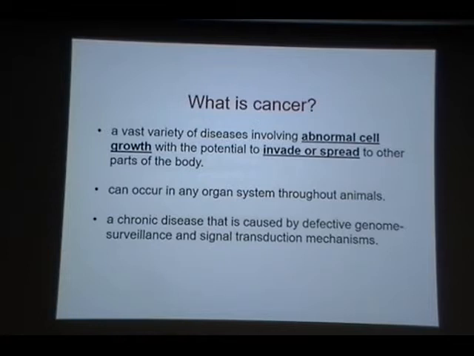And cancer can occur in any organ system throughout the animals. So not only humans have cancer. Dogs, cats, they also have cancer. And this is a chronic disease. It's caused by defective genome surveillance and signal transduction mechanisms, because the signal transduction related to cell growth, proliferation, or migration becomes dysfunctional, so out of control. Put together, those are the definition of cancer.